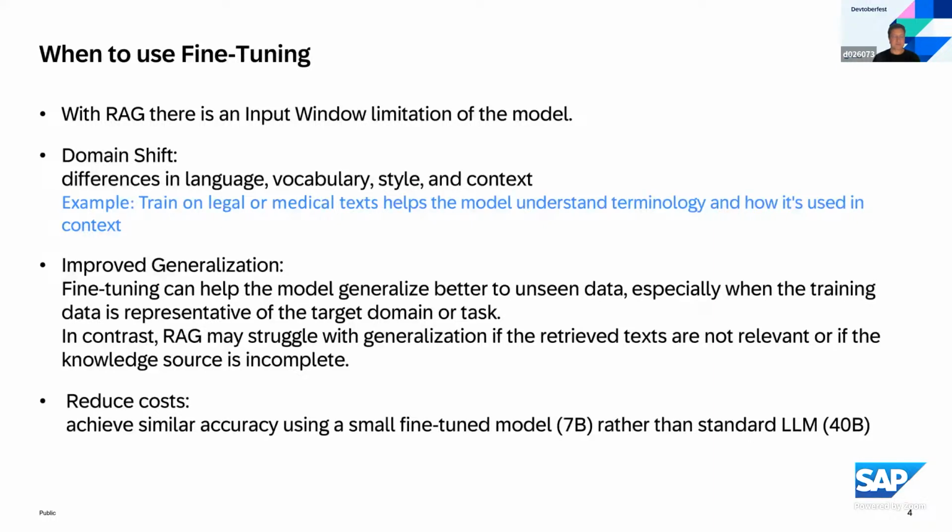So with fine-tuning, you can improve the generalization. This is true, especially when you have enough data which is representative of your target domain. This is very important. And RAG may struggle with the generalization because either your knowledge database is incomplete or the retrieved context is not relevant.